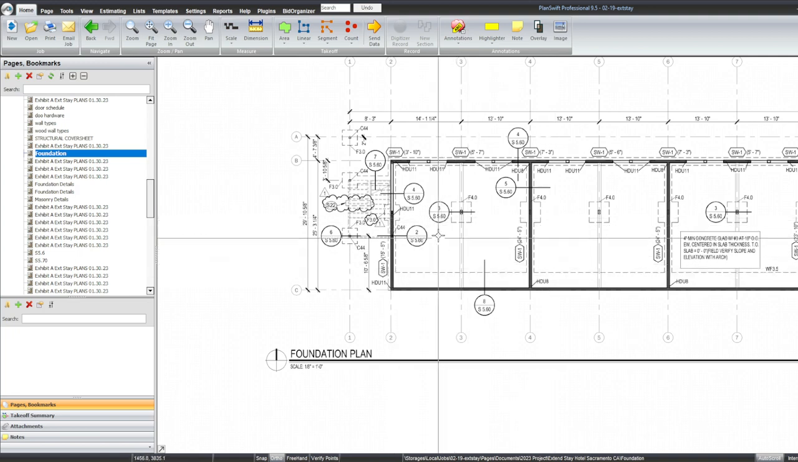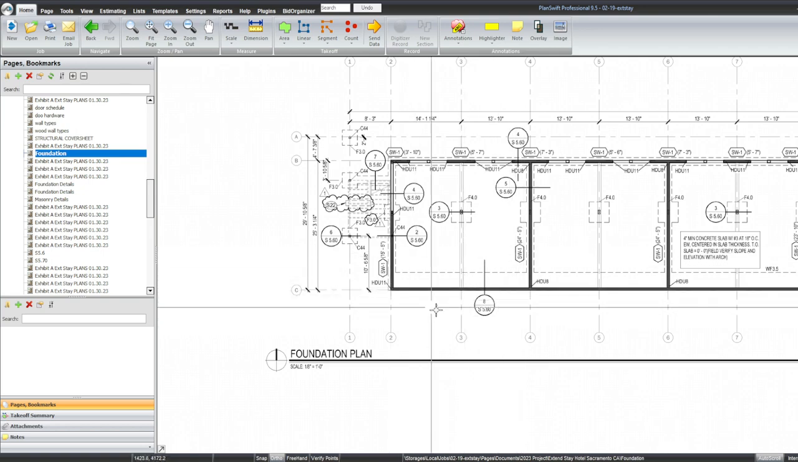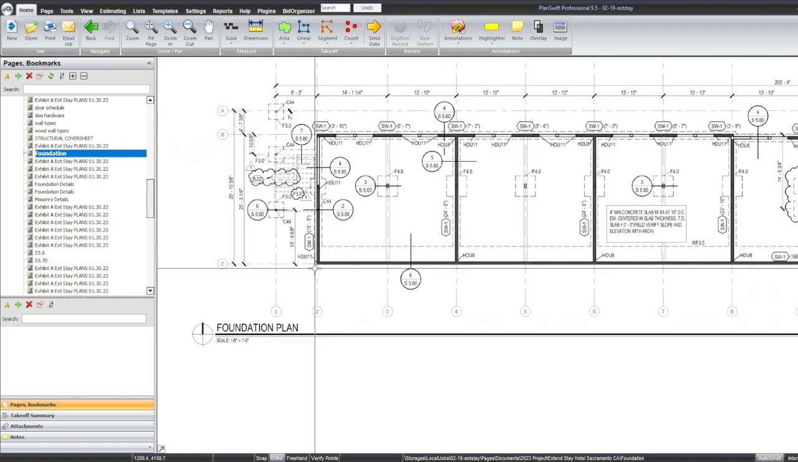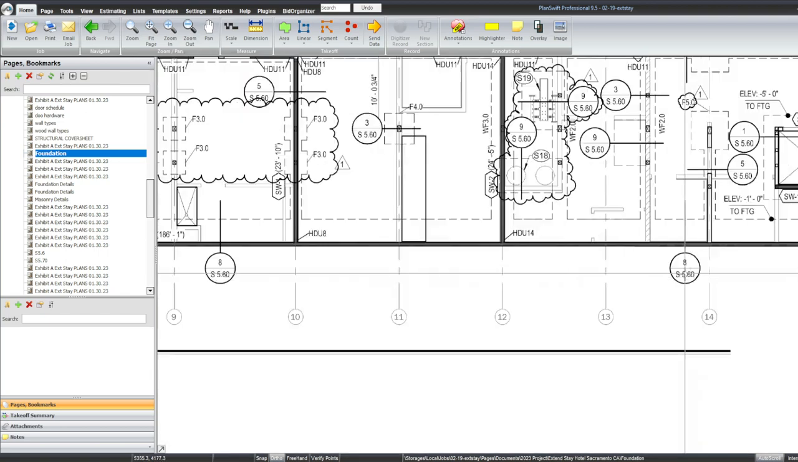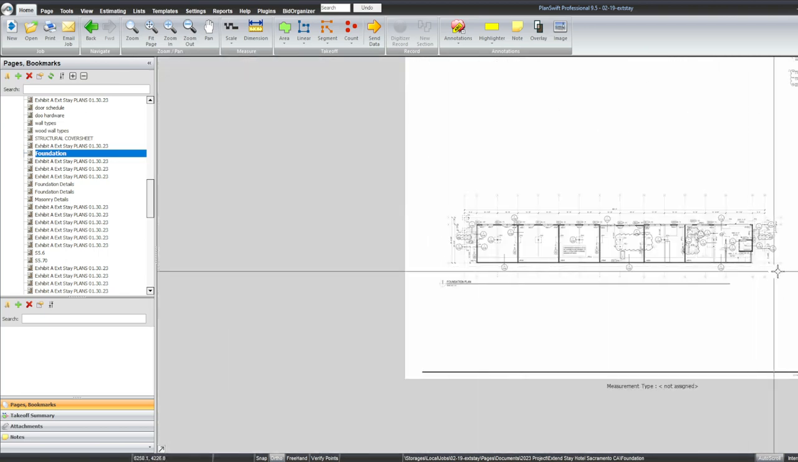All right, so when you think about your foundation, you want to think about three things. Measuring the length of each of the different types of continuous footers. So 8 over 5.6 is one type of continuous footer that we're going to look at. But it looks like it spans this whole length. So whatever that's going to be.